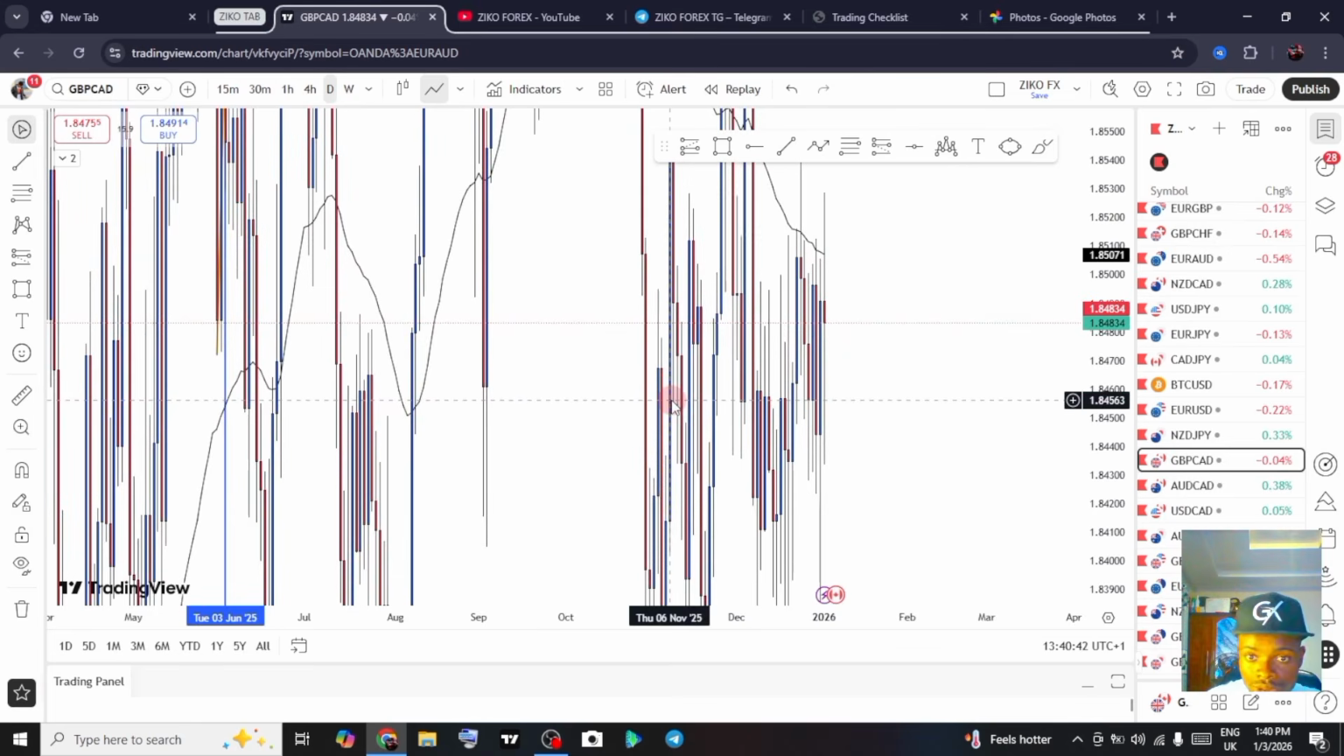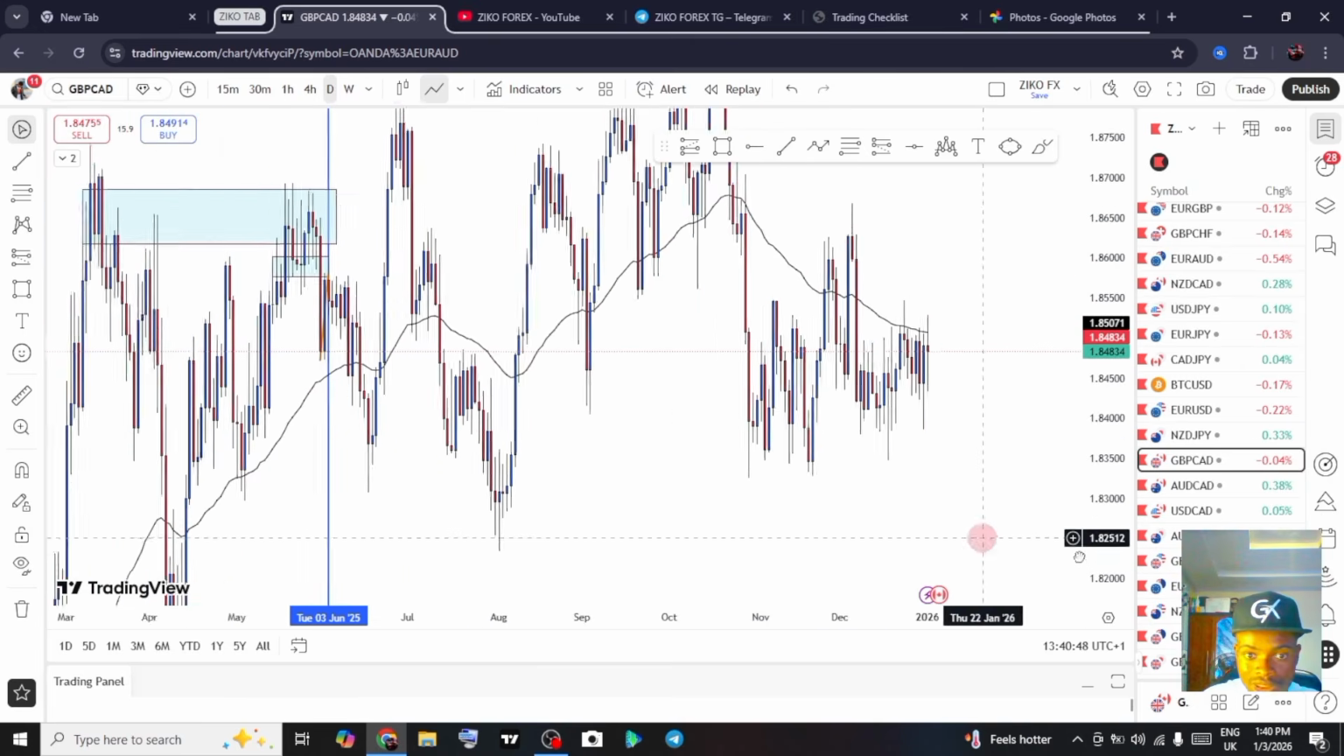Daily time frame on GBP card. Let us see. Wow, very clustered. Let's come a little bit closer.